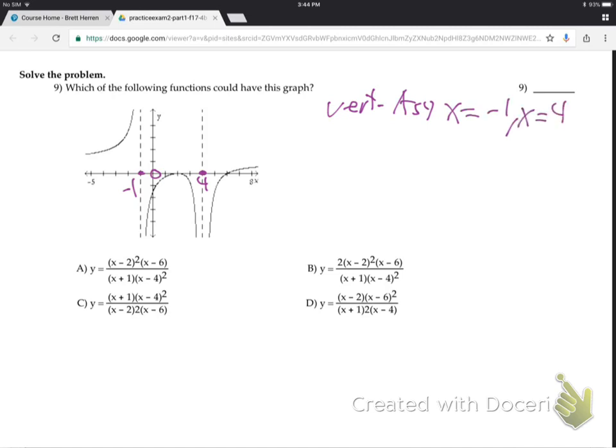So that means, where do vertical asymptotes go in the equation? Denominator. So that must mean we have x plus 1 and x minus 4 in the denominator, because that would solve to be x is negative 1 and that would solve to be x is positive 4, making vertical asymptotes. So this one's out, right? Because it doesn't have x plus 1 and x minus 4 in the denominator. A, B, and D are still in the running.